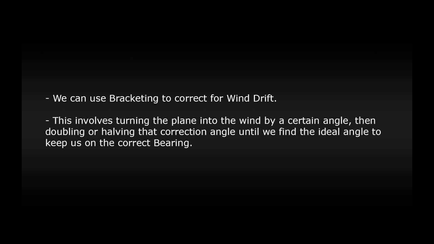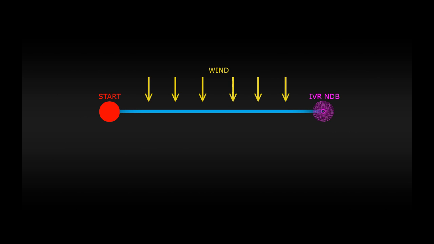This will be best shown during a flight, but first let me explain how I'm going to set things up. I'm going to fly the same situation I had when I talked about homing. I'm going to start directly west of Inverness with the wind blowing from north to south, with the wind speed unknown. So let's jump into the plane and see how we use bracketing.